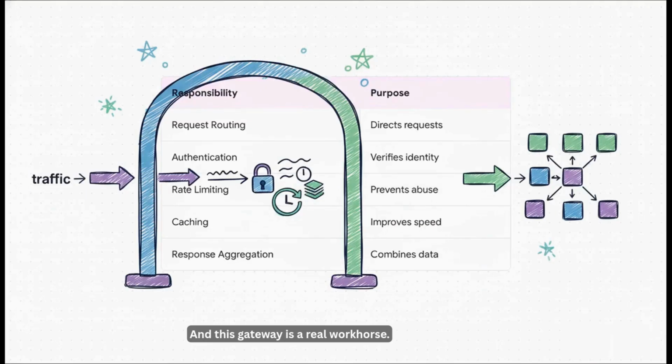And this gateway is a real workhorse. It does way more than just route traffic. It handles critical jobs like authentication to make sure you are who you say you are, and rate limiting, which stops any one service from getting overloaded. It even caches common responses to make everything feel faster. It's an incredibly powerful tool.